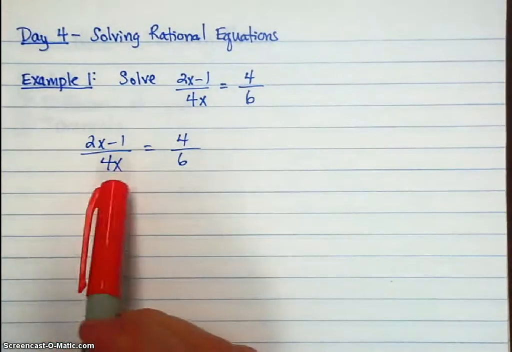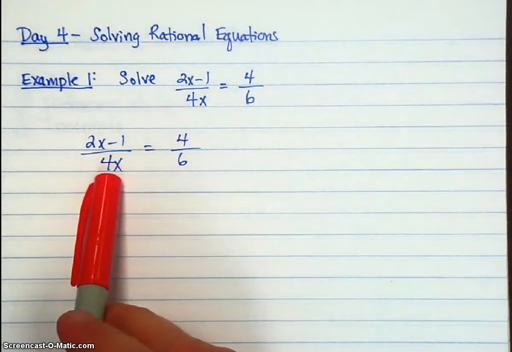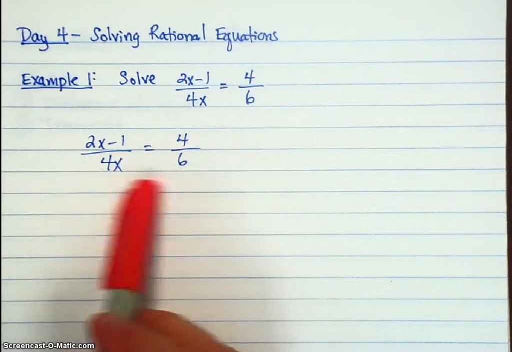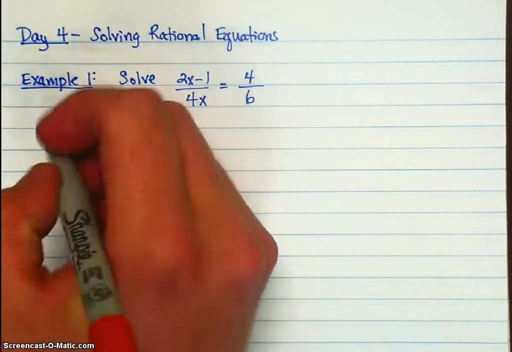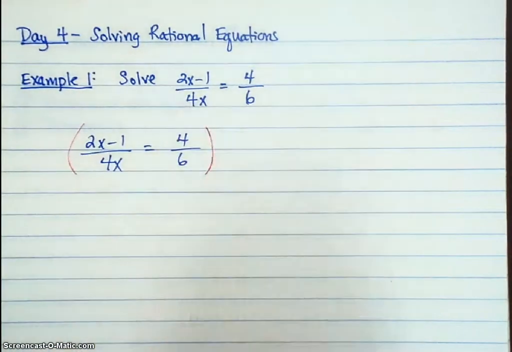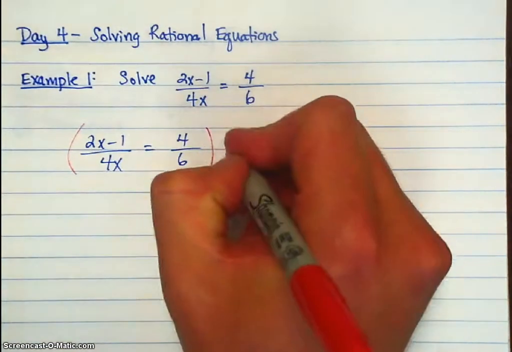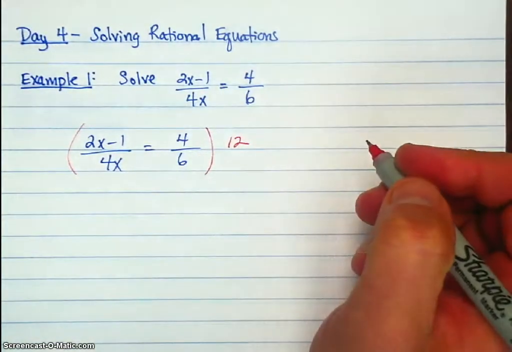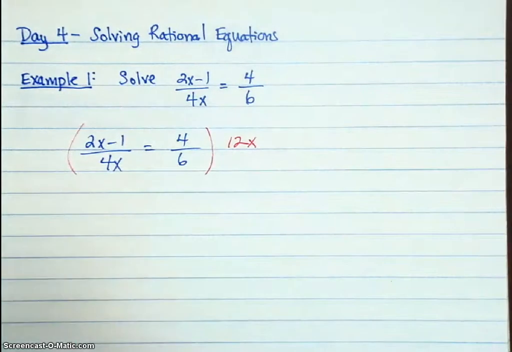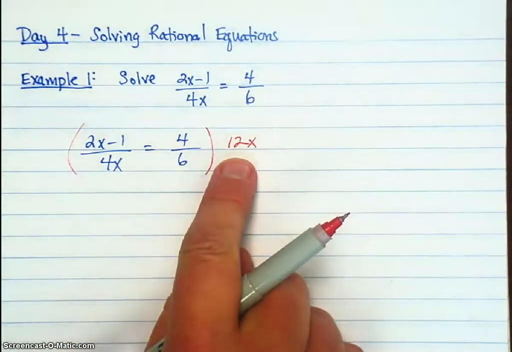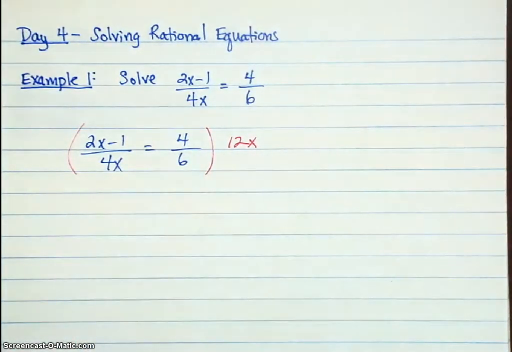So what we're going to do is look at the denominators, 4x and 6, and find the lowest common denominator between them. The smallest number that both 4 and 6 go into is 12. And then I have this x here, so I have to include that as well. So my lowest common denominator is going to be 12x.